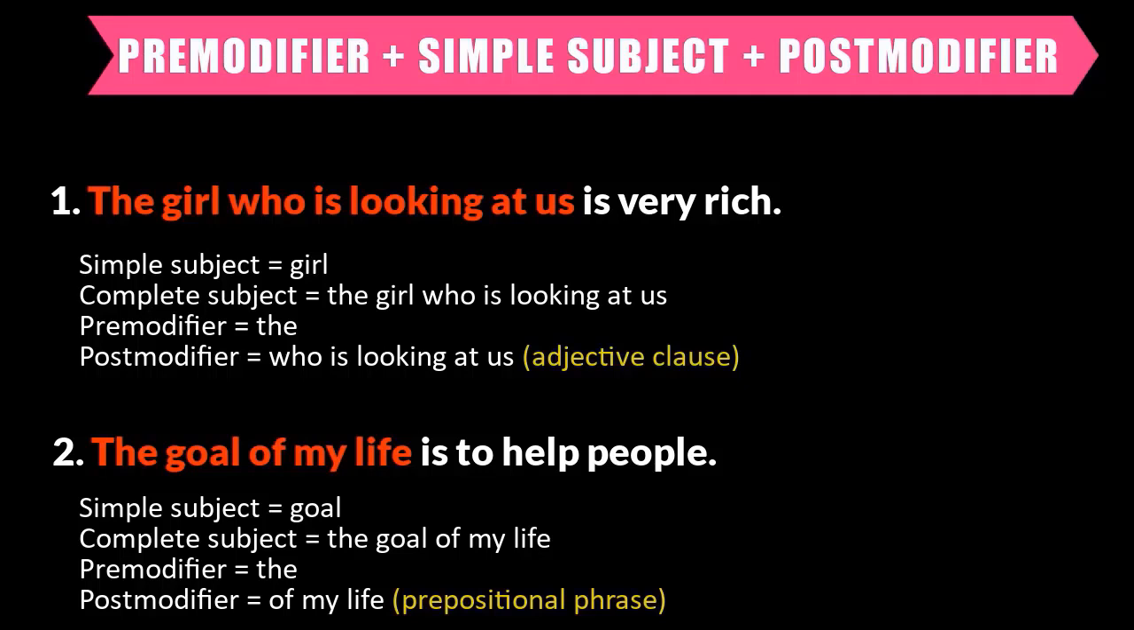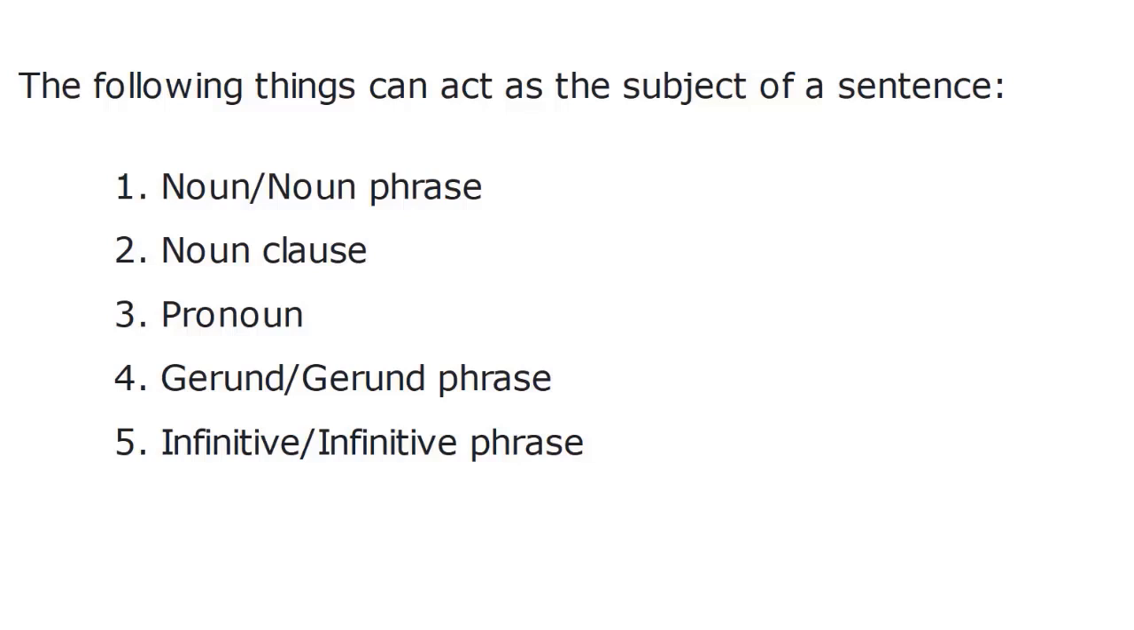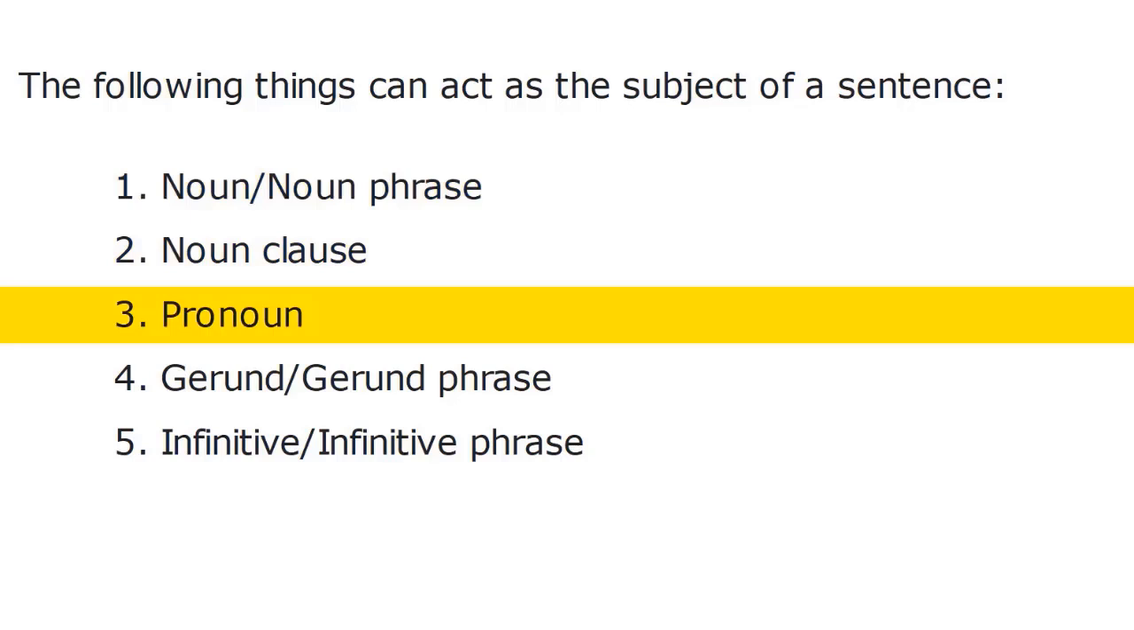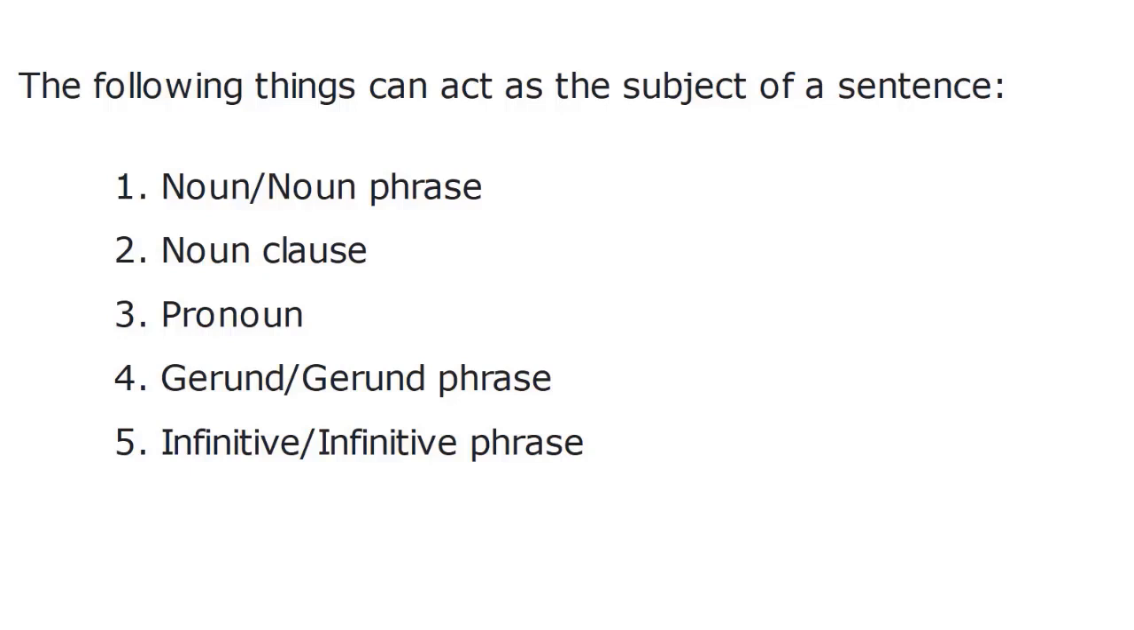All right. Now, what can be a subject is something we should know. What can be a subject? What qualifies to be a subject? Can anything be a subject? No. Not anything in English language can be a subject. Then what can be a subject? So it can be a noun or a noun phrase. It can be a noun clause. It can be a pronoun. It can be a gerund. It can be a gerund phrase. It can be an infinitive or an infinitive phrase. All these things qualify to be the subject of a sentence. All these things can work as the subject of a sentence.